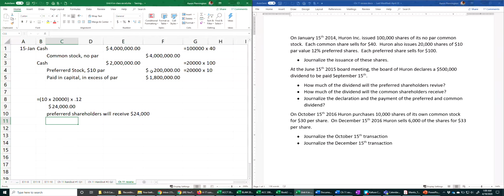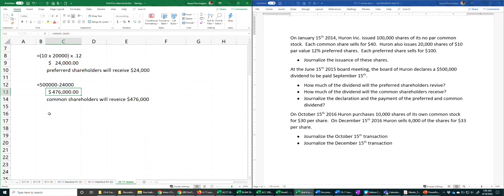Common shareholders are going to get the balance. So it's a $500,000 dividend minus the preferred dividend, so common shareholders get 476,000. Journalize the declaration and the payment of the preferred and common dividend.